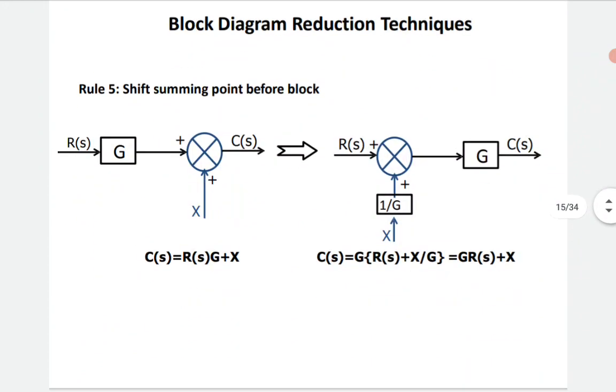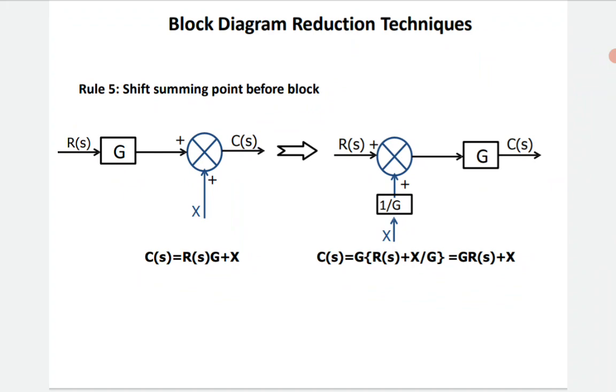Now shift summing point after block. The original diagram is available on the left hand side. R of S is fed to the transfer function G, then a summing point is available. Another externally applied input signal X is provided with positive gain, and C of S is the output. So C of S is R of S into G plus X. That result should not be disturbed.